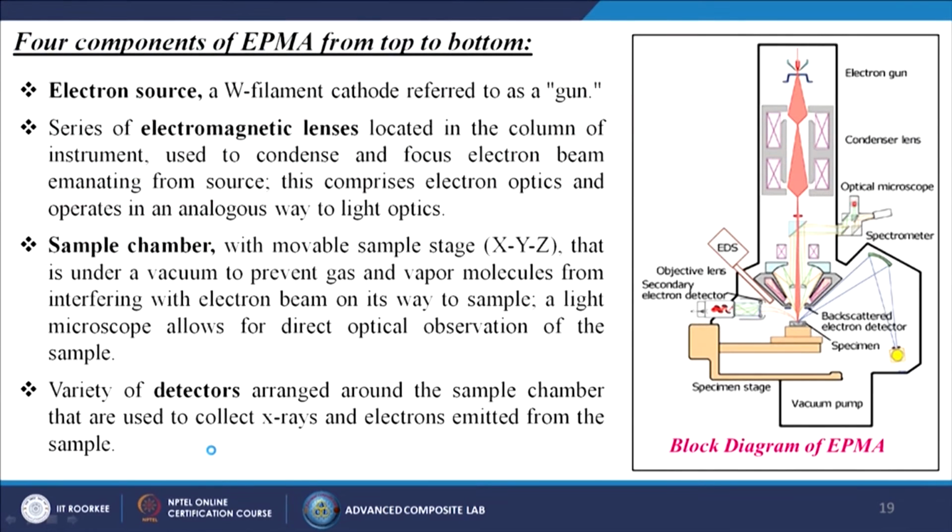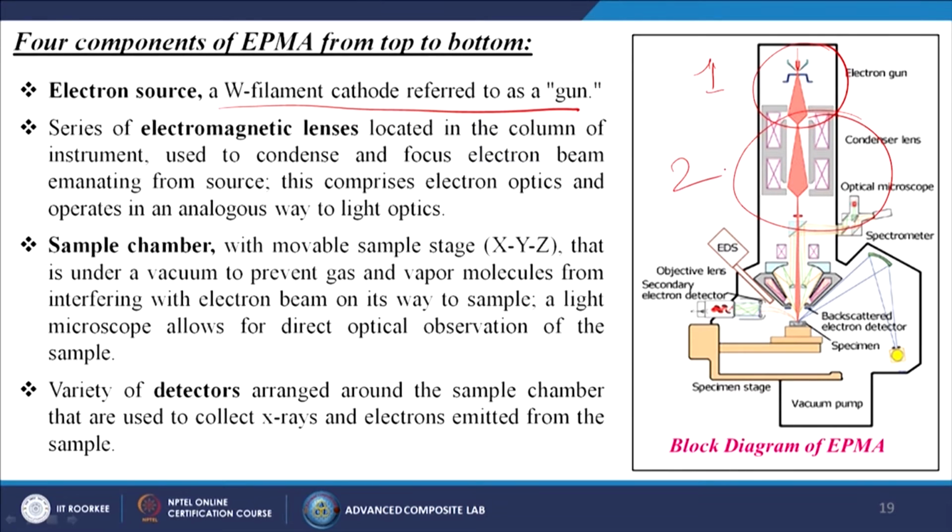Four components of EPMA, from top to bottom. Generally there are four components. The first one is the electron source, a tungsten filament cathode referred to as a gun. So, this is number 1. Then a series of electromagnetic lenses located in the column of the instrument, used to condense and focus the electron beam emanating from the source. This comprises the electron optics and operates in an analogous way to light optics. So, this zone is known as number 2.